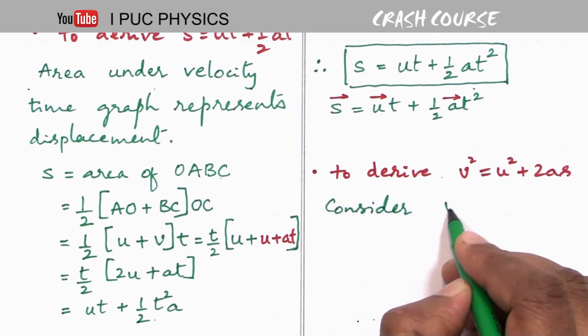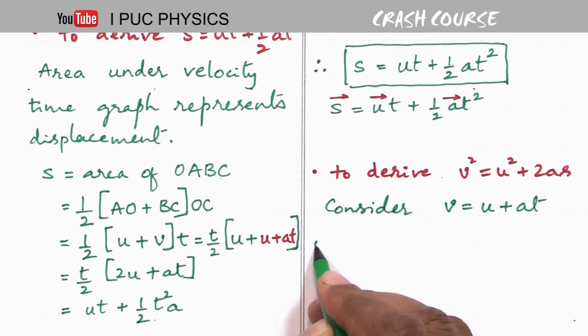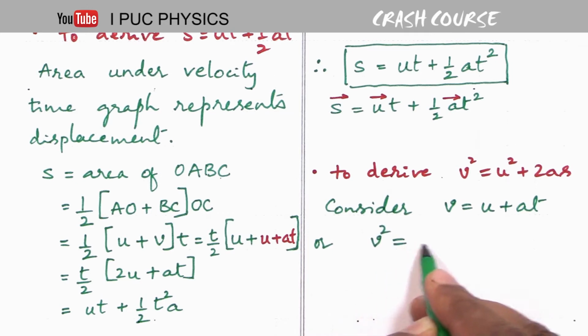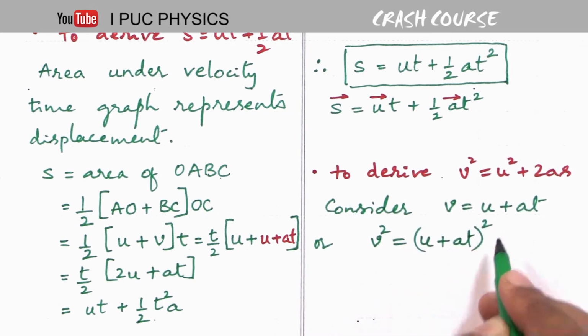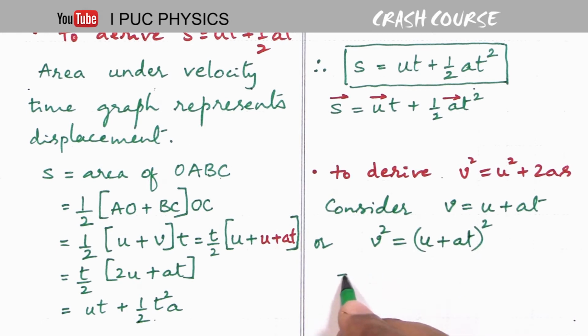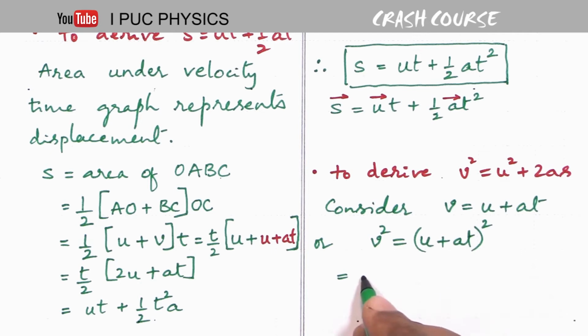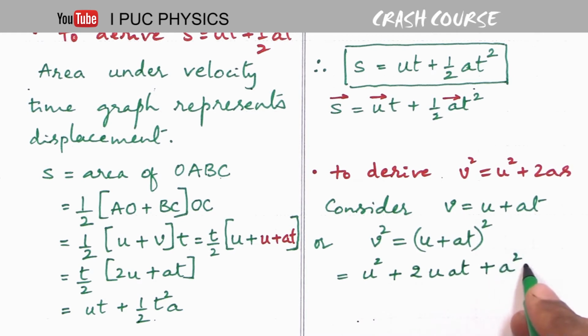Consider v equal to u plus at, or squaring both sides we get v square equal to u plus at whole square. It is of the form a plus b whole square. So u square plus 2u at, 2ab, plus b square. So it is a square t square.